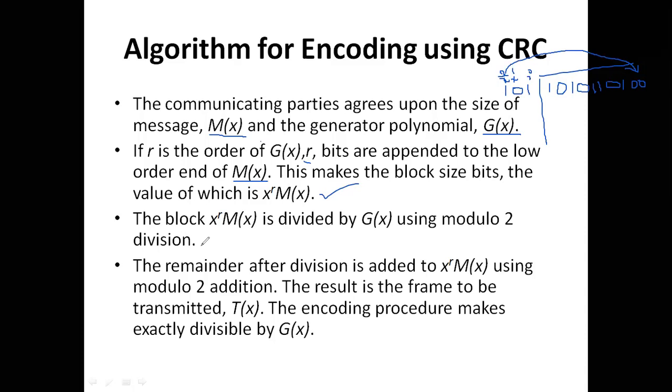Coming to the third point, the block x power r m of x is divided by g of x. 1010110100 is the message we have to divide by the polynomial 101, using modulo 2 division. That is the third step. And coming to the last step, the remainder after division is added to the message using modulo 2 addition.